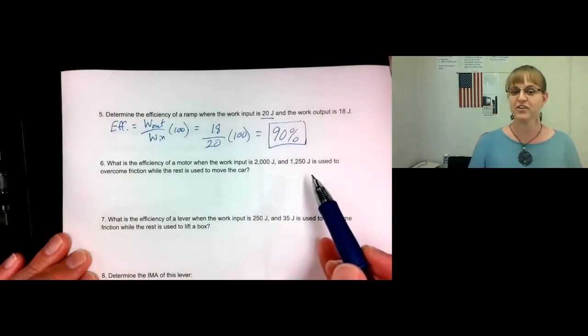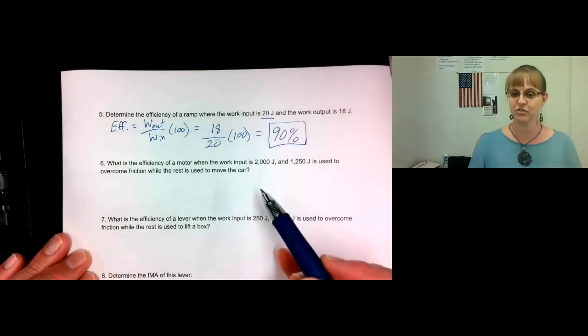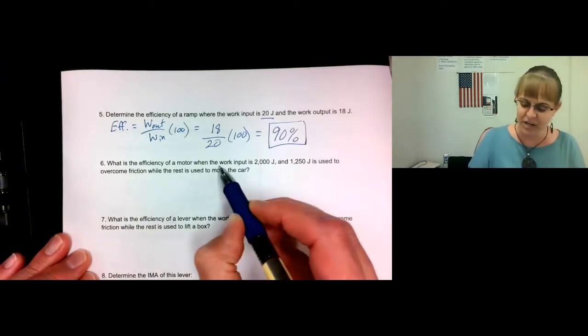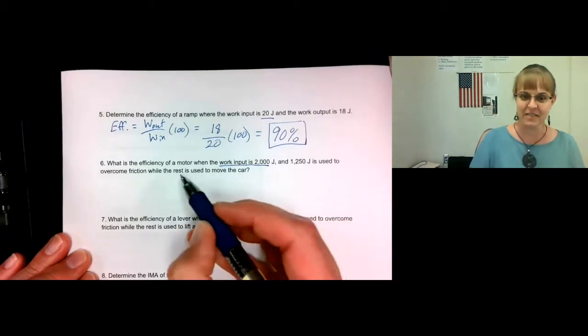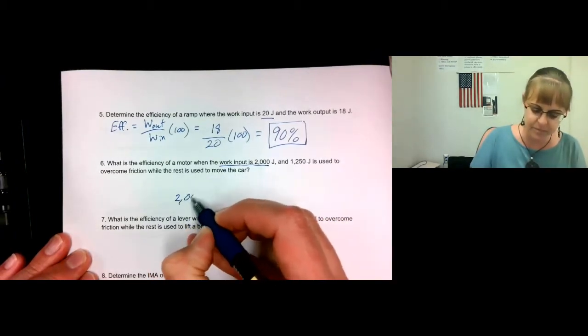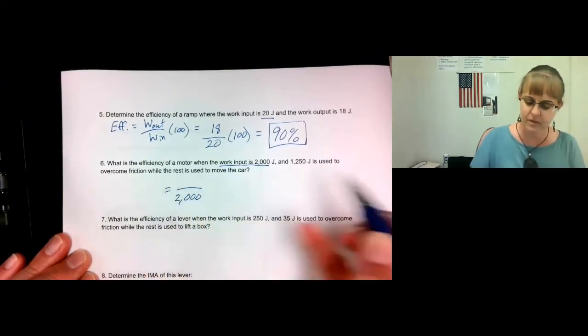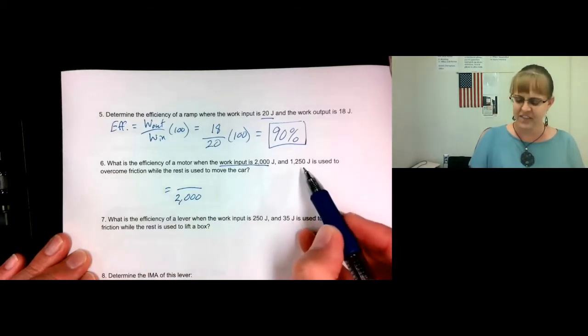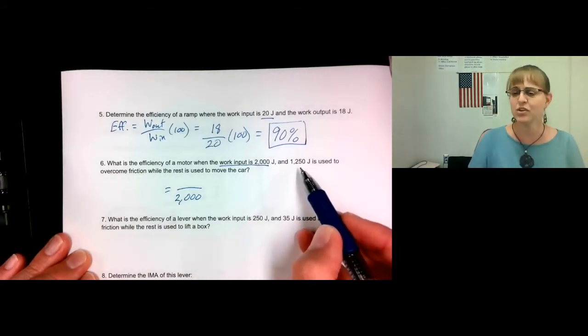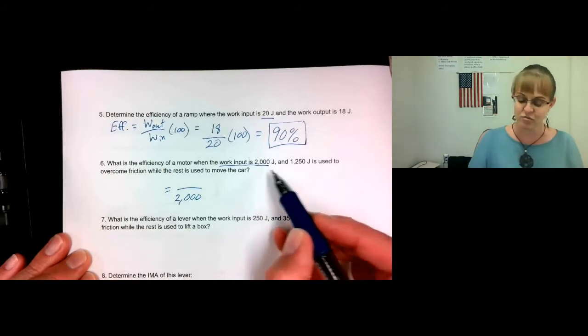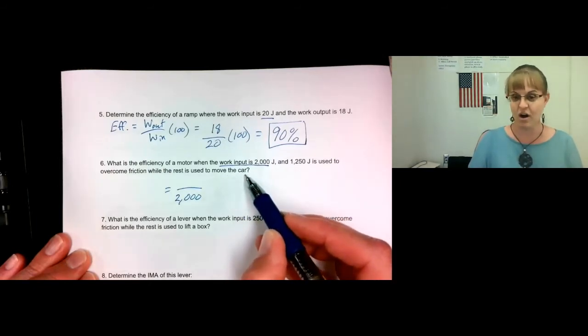Number 6, what is the efficiency of a motor when the work input is 2,000 joules and 1,250 joules is used to overcome friction while the rest is used to move the car? So there's the work input. That's easy. That goes on the bottom. But this isn't the work output. This is the work used to overcome friction. The rest of it's used to move the car, and that's the work output.